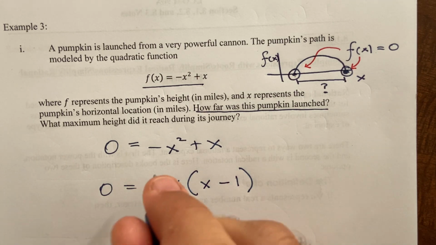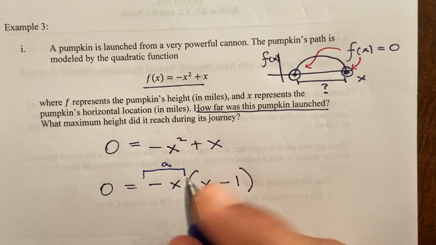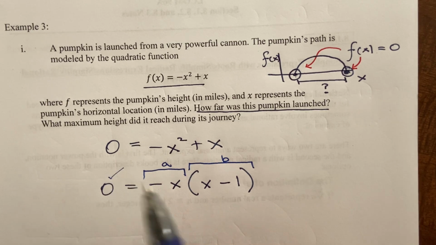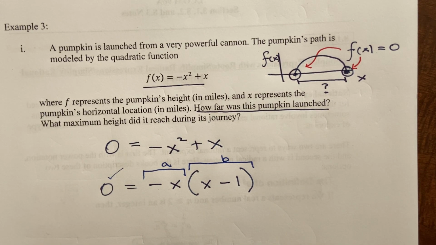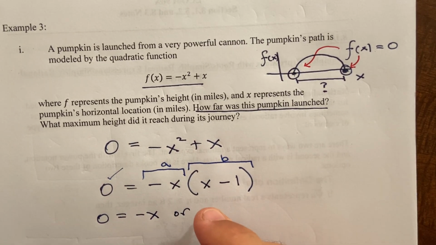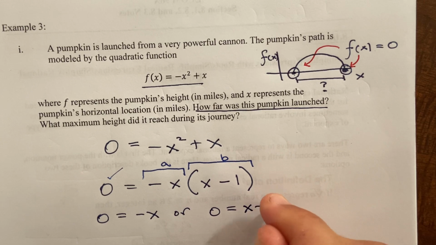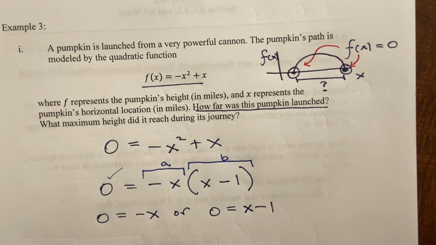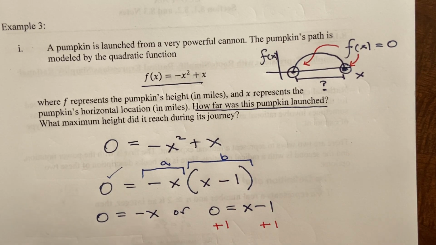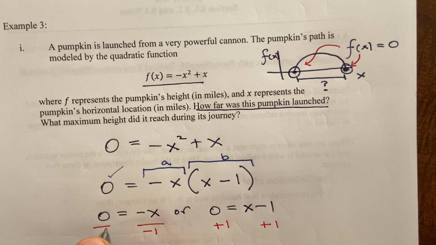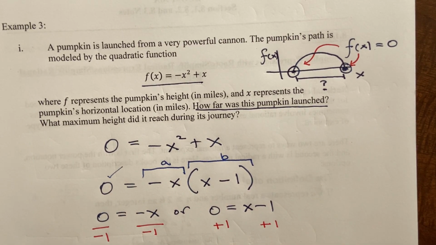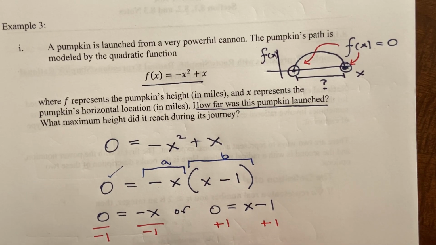Then this is acting like our a. This is acting like our b. And we have our 0 from the 0 product property. So I can set each of these factors equal to 0 and solve. I'll add 1, and I'll divide by negative 1 here. So I get 0 equals x, or 1 equals x.